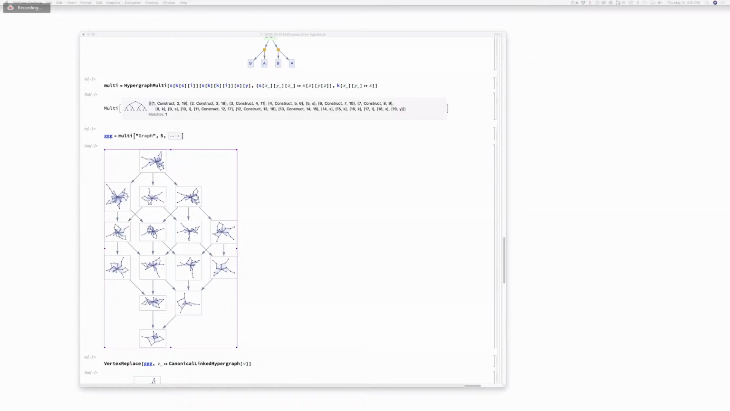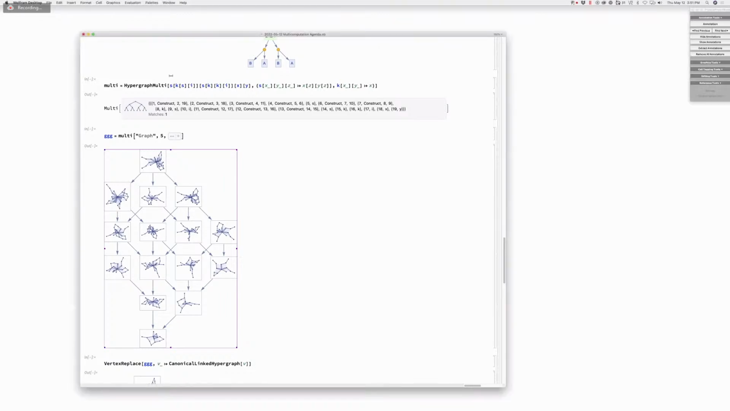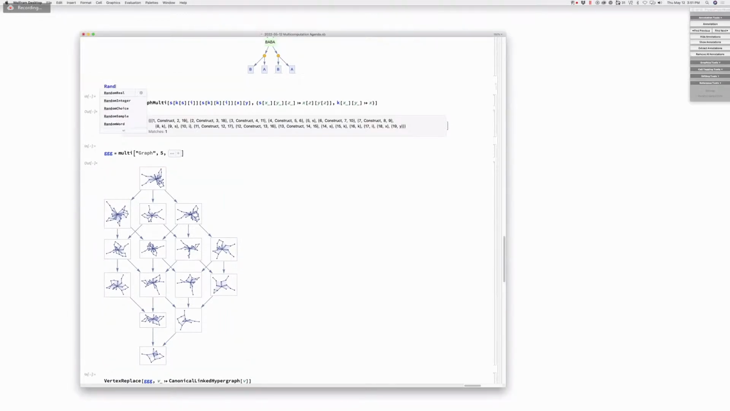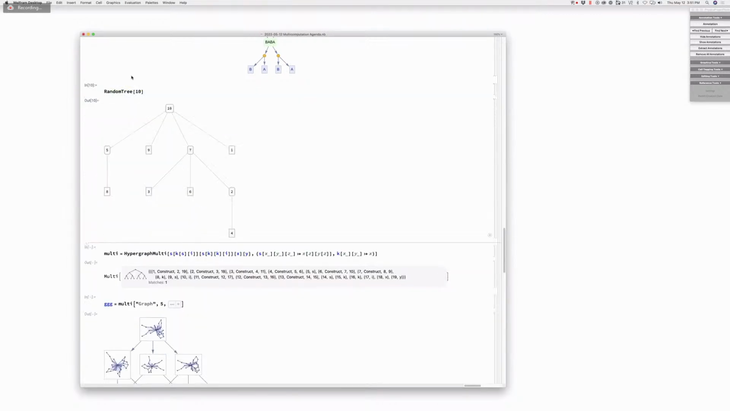Is it possible to convert a random tree into a hypergraph? Sure. Yeah, let's do it. So let's take a random tree. Do you have a tree converter? They all call to linked hypergraph. Okay.